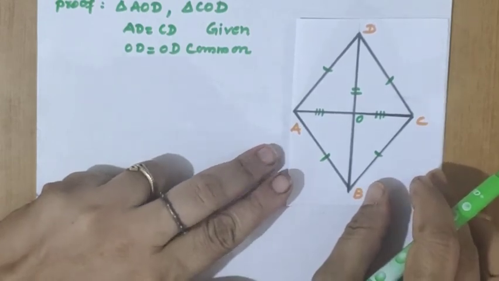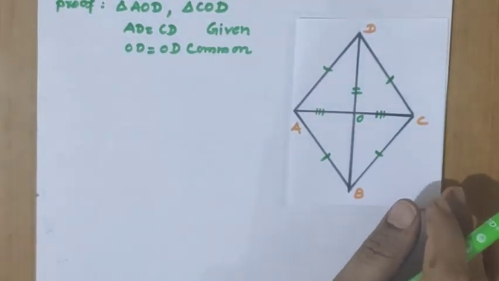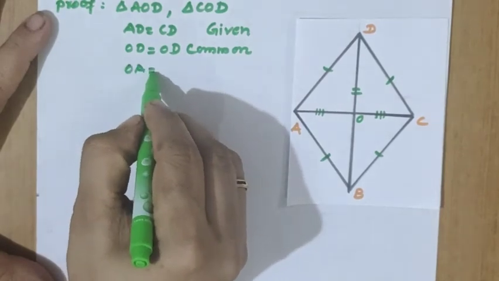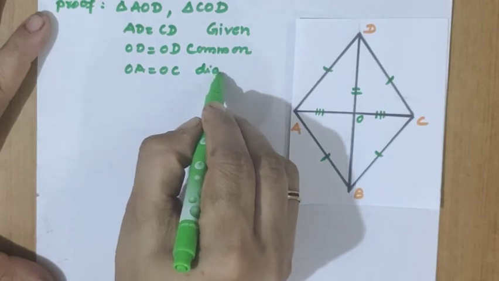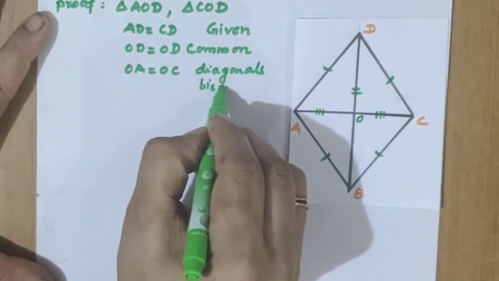If I mark OA equal to OC, we are not at all wrong, because it is a rhombus. A rhombus is a special type of parallelogram. I already mentioned that all the properties of the parallelogram we can apply. So OA equal to OC. We can write the reason: diagonals of the parallelogram bisect each other.